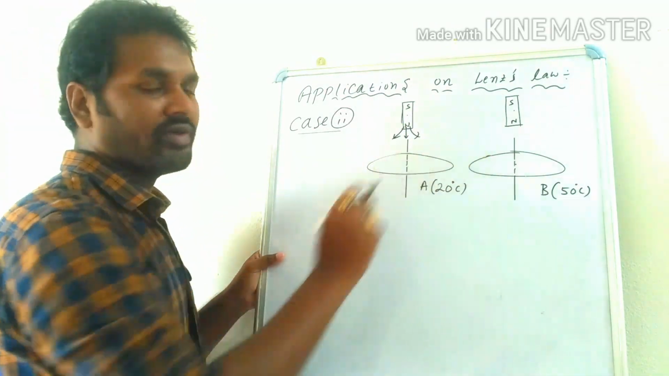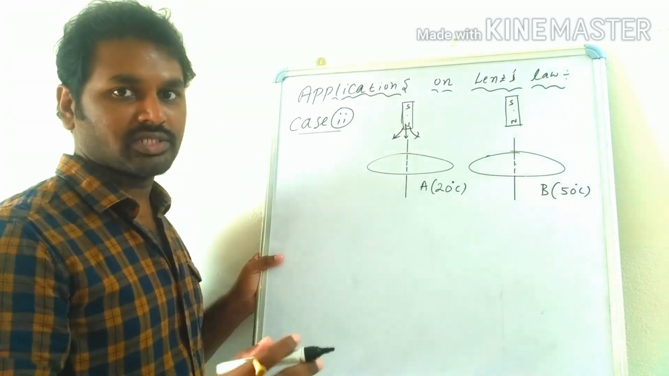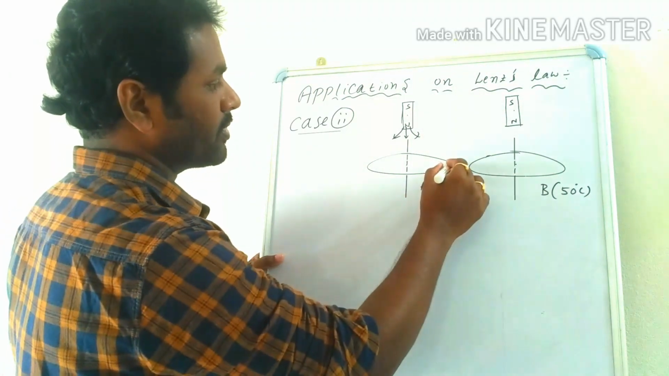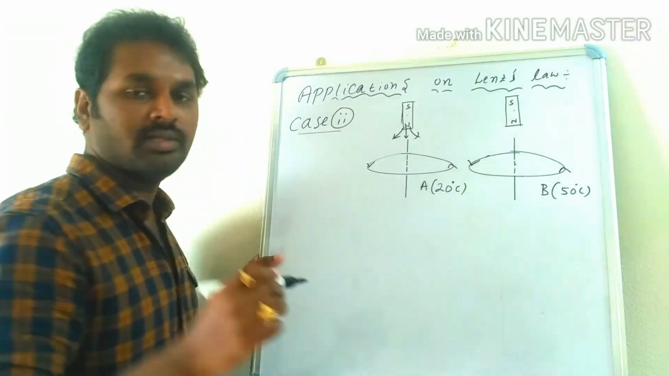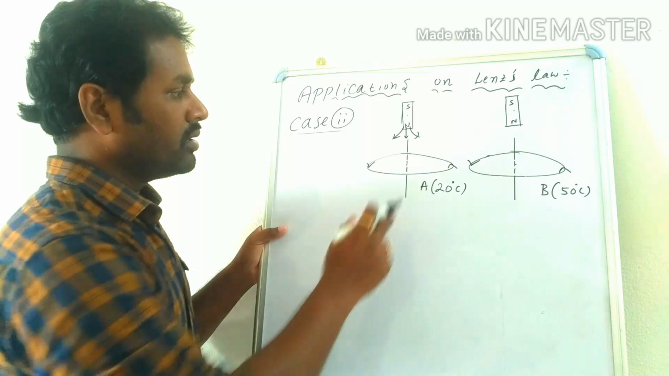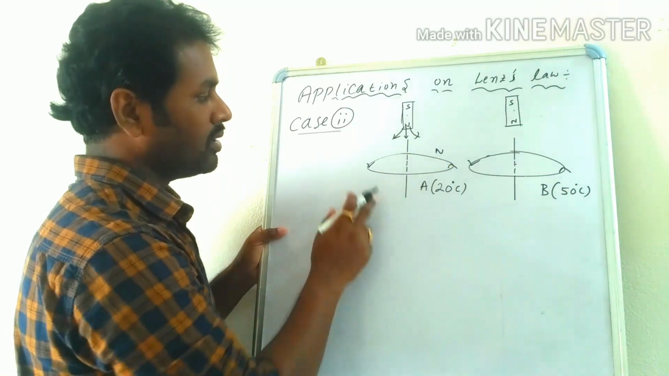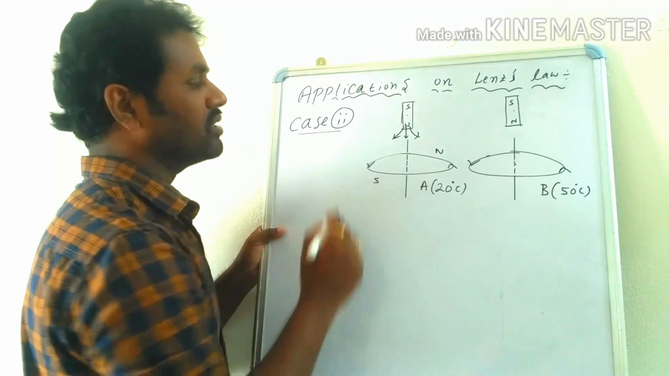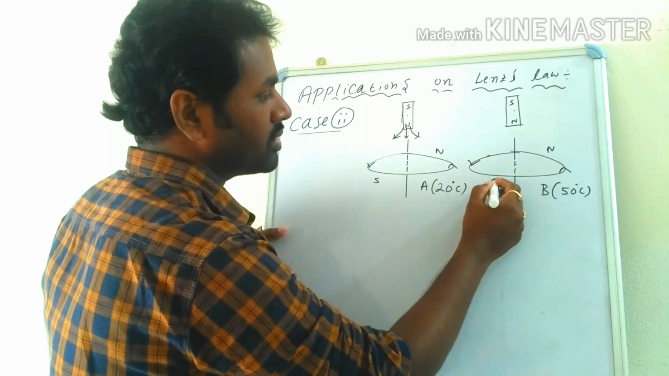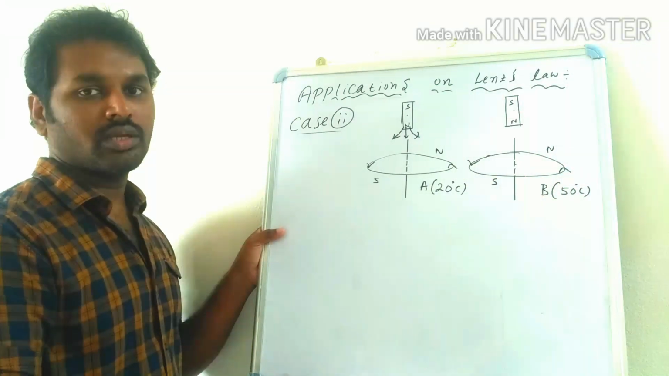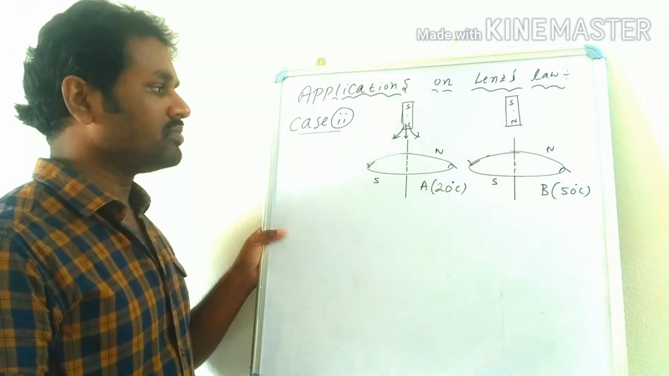So what is the direction of induced current? Yes, it is anti-clockwise. We have already seen this. Let us take anti-clockwise direction in both the coils. The upper face of the coil is the north pole, and the lower face of the coil is the south pole. Here also the same: the upper face is north and the lower face is south, in order to oppose the bar magnet.